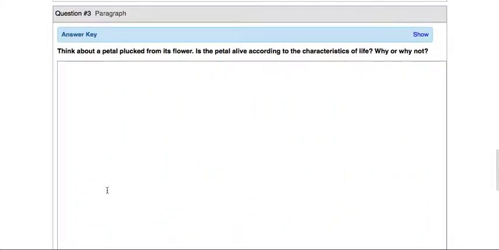The third question talks about thinking about a petal being plucked from a flower. Is the petal alive according to the characteristics of life? Again, go back and think about the criteria for being a living thing. All of the characteristics at all points throughout development need to be thought about when you're talking about a petal being plucked from a flower. Okay, think about it this way. If an organism has an amputation done to their body, is that part of the body living any longer? Think of it that way.